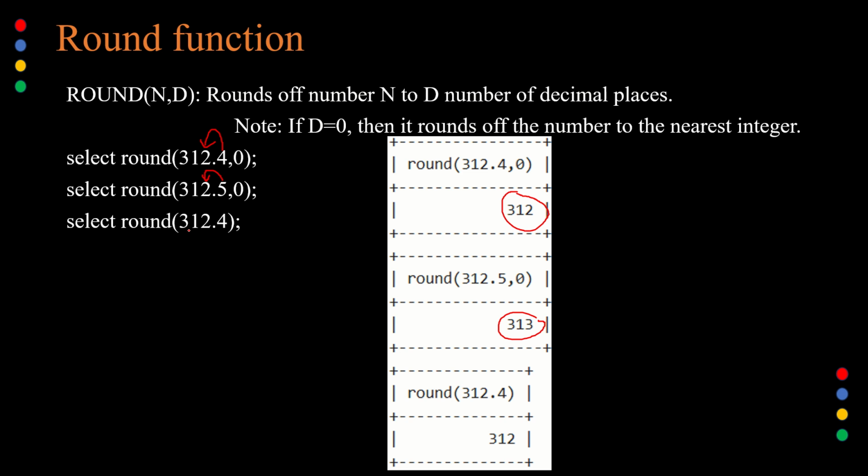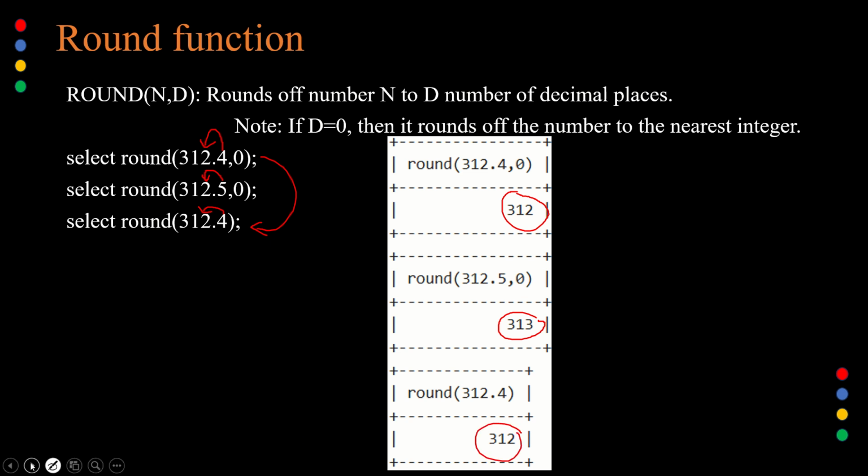Now the second is 312.4 comma, and nothing is mentioned for the decimal places. So understand that by default, if nothing is specified, we have to consider d's value as 0. Even if the second parameter is not mentioned, we consider it as 0, so it has the same effect as the previous question. These two statements are actually the same. Since 4 is less than 5, we don't have to do anything. So the answer would be 312.